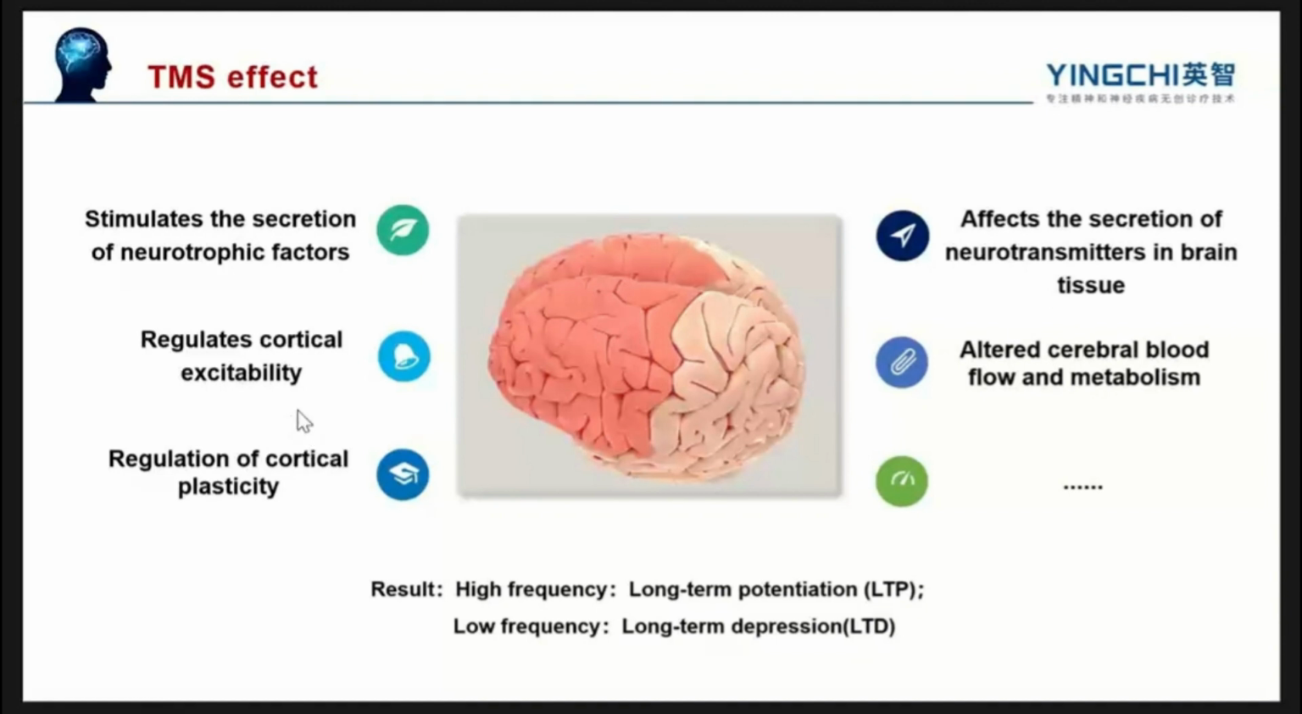Next, it also can regulate our cortical excitability and alter our cerebral blood flow and metabolism. And besides that, TMS can also regulate cortical plasticity. In our clinical use of TMS, especially the repetitive TMS, also called rTMS, we mainly use high frequency and low frequency. The high frequency can have a long-term potentiation effect on our synaptic transmission. And the low frequency has a long-term depression function.